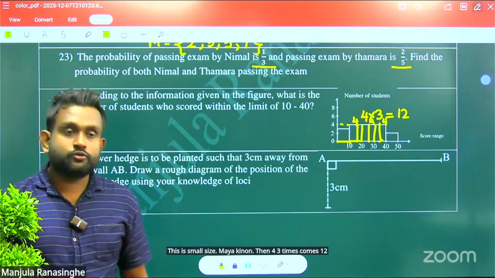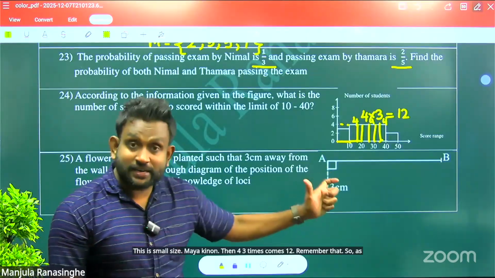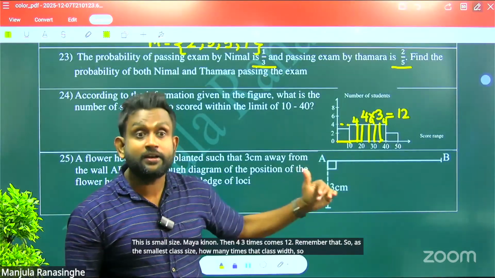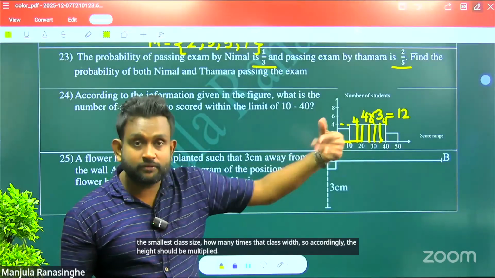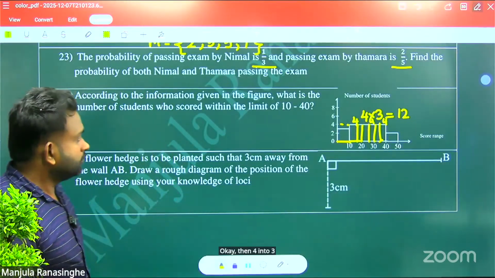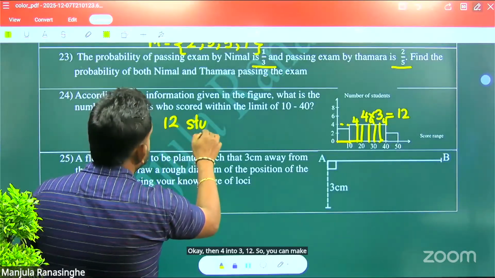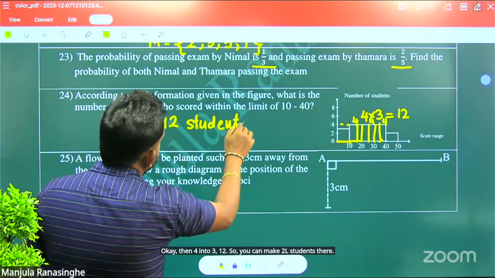Remember that. As the smallest class size, how many times is that class width? Accordingly, the height should be multiplied. Then 4 into 3 is 12. So you can make 12 students there. So that is the histogram nature.